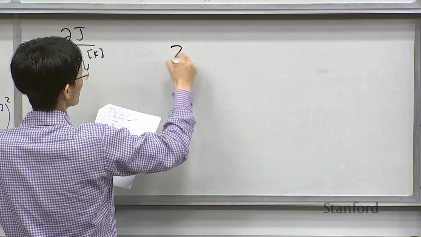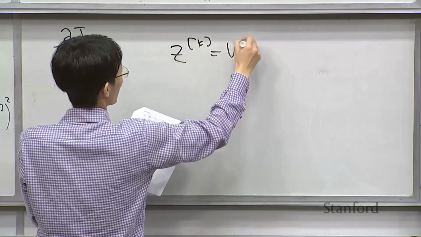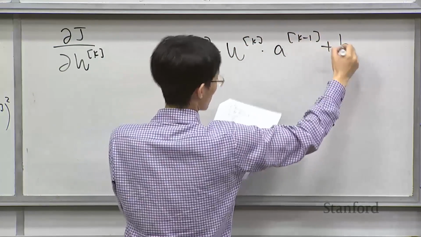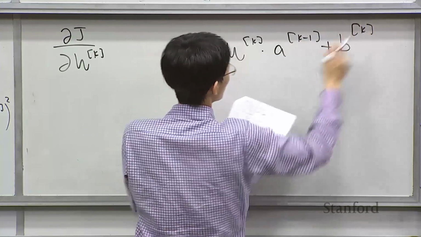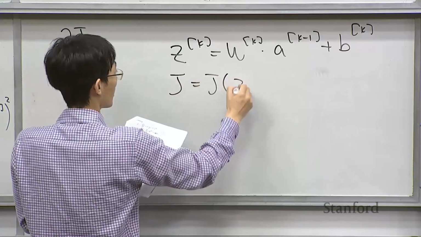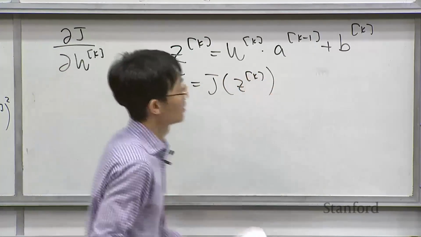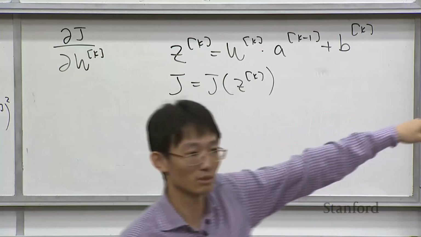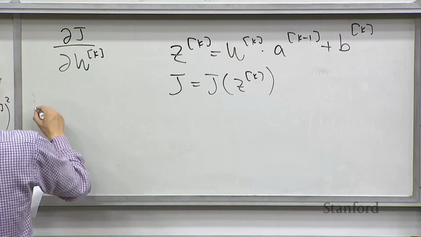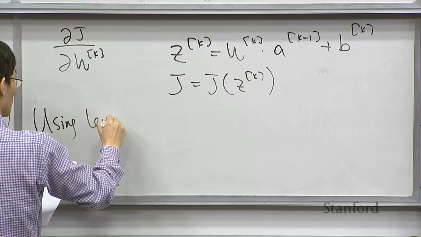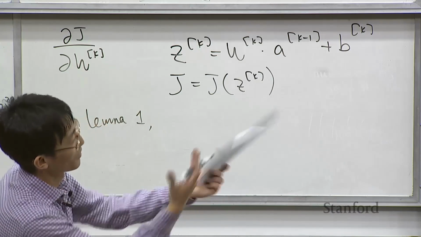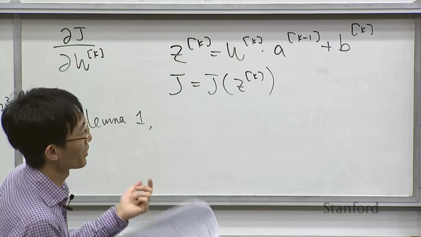WK is involved in the following way: ZK is equal to WK times AK minus 1 plus BK. This is how WK is involved. And then you say, I don't care about what happens next; I just abstract the rest. Then this is pretty much the same as the setting in lemma 1. You don't have to call it a lemma, you can call it a formula or something.